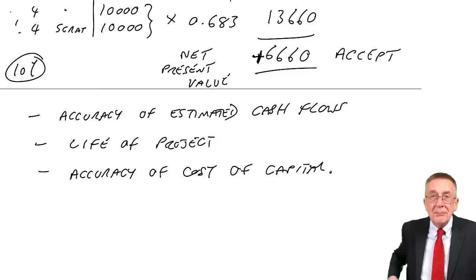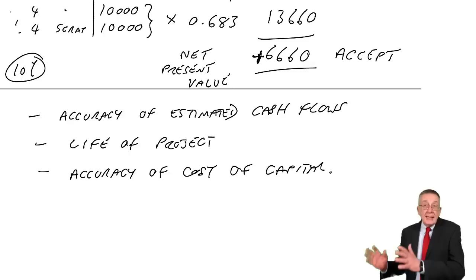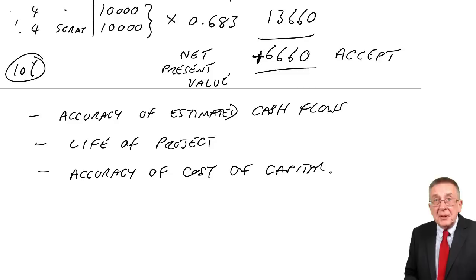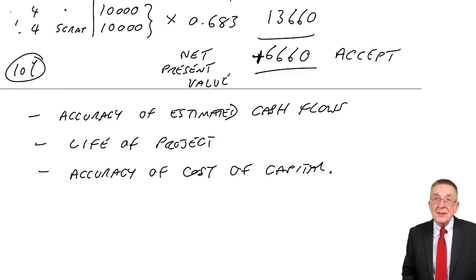If it's simply a question of borrowing from the bank, you know what the interest rate is. But as you'll see in the next section of the syllabus, companies borrow from different sources. They borrow money from shareholders. They borrow money from loans. And you will see that it's impossible in real life to calculate the cost of capital precisely. The best we could ever do is say it's about 10%.